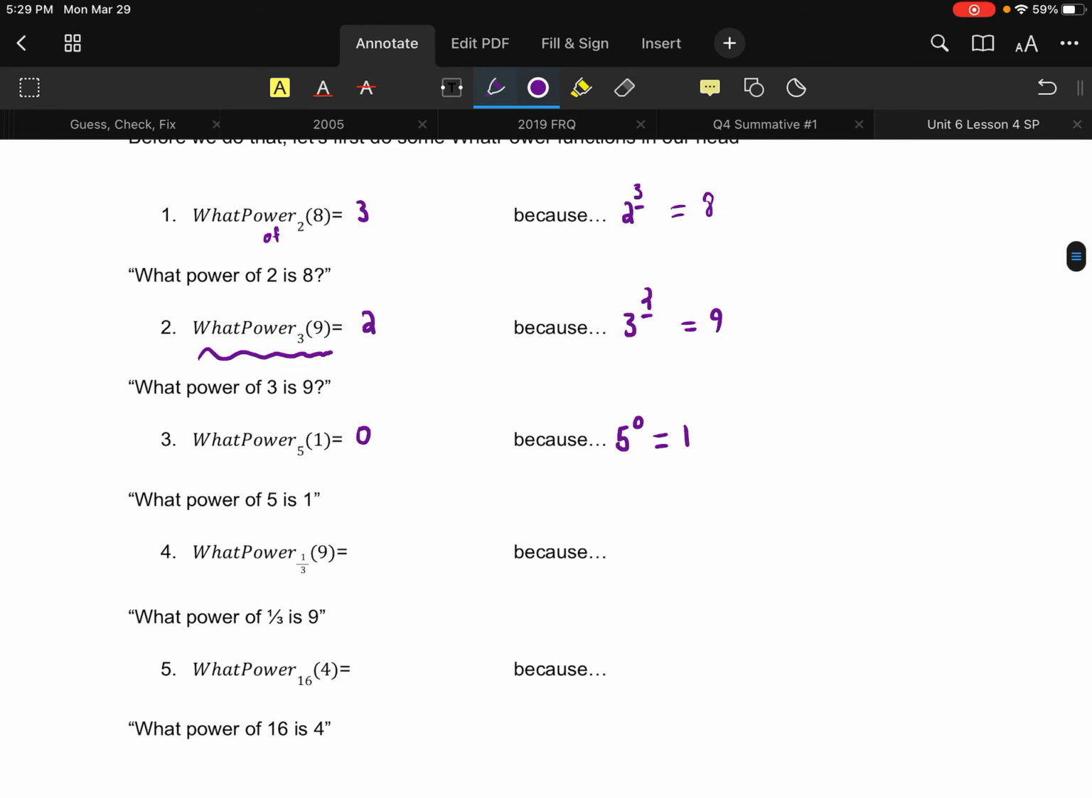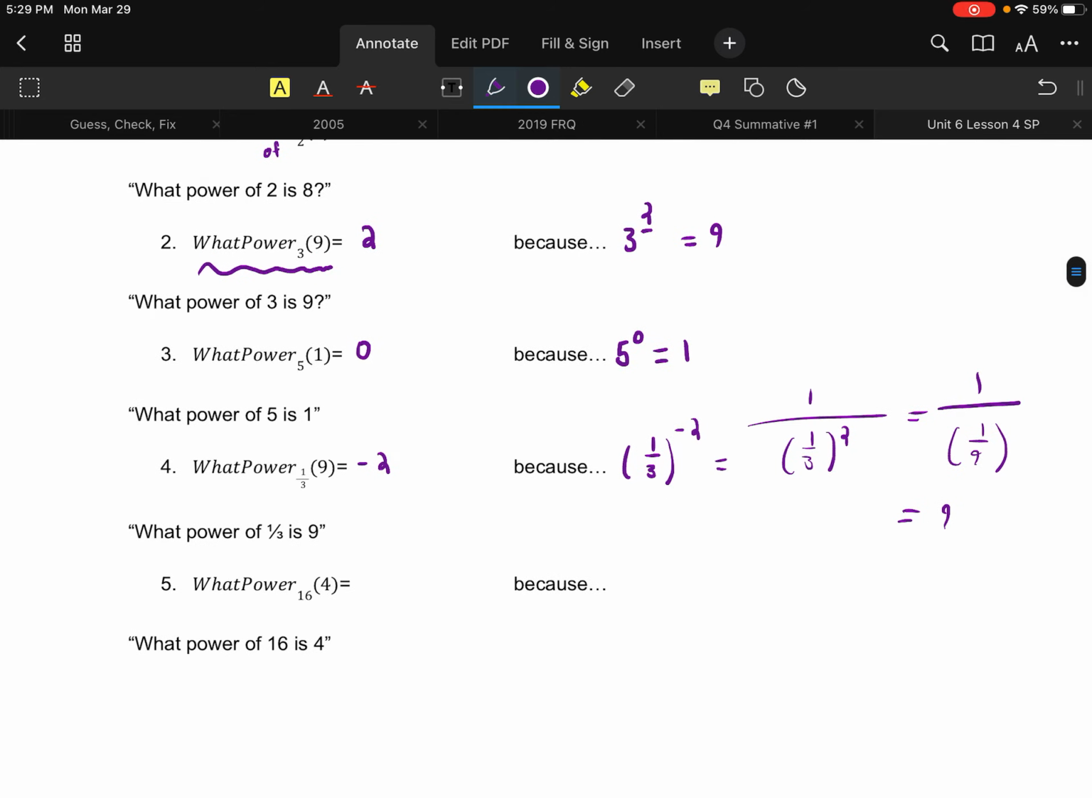Ooh, some tricky ones here. What power of 1/3 is 9? This is -2, because I'm just throwing in some review examples here that are tricky. 1/3 to the -2 means 1 over 1/3 to the positive second, 1 over 1/9, and 1 over 1/9 equals 9. Ooh, so that's a tricky one.